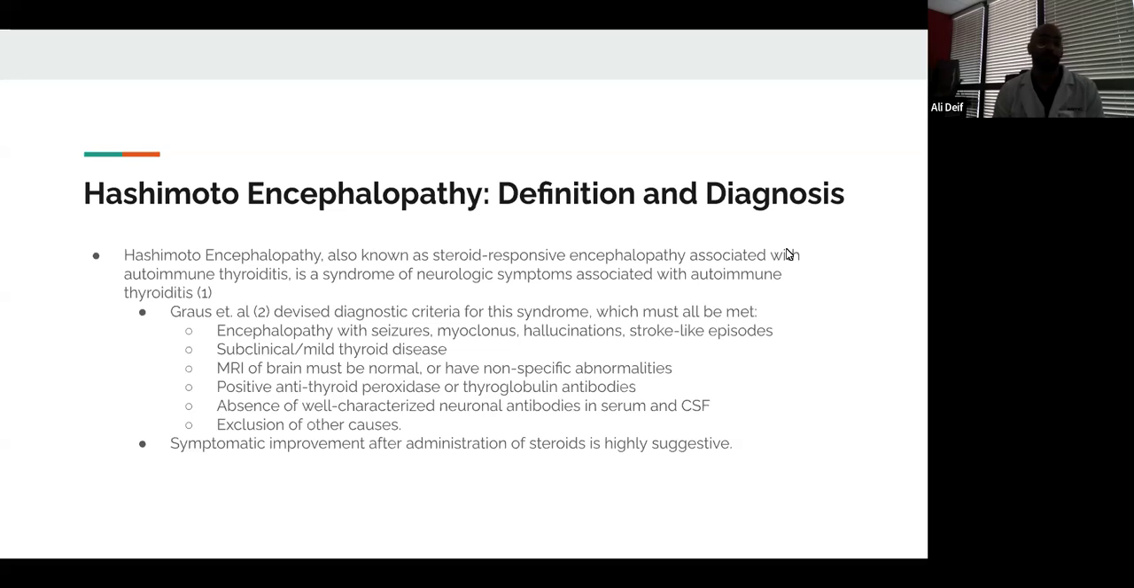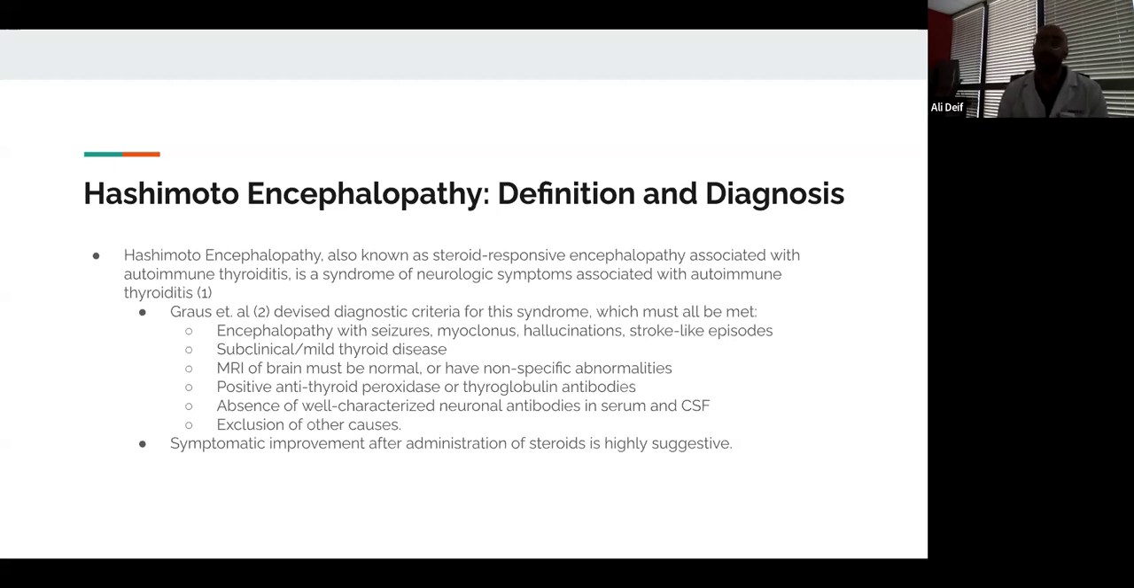So Hashimoto encephalopathy, also known as steroid-responsive encephalopathy associated with autoimmune thyroiditis, is a syndrome of neurologic symptoms associated with autoimmune thyroiditis. So we see a constellation of symptoms, including ataxia, myoclonus. Patients often have marked cognitive impairment, such as confusion, difficulties word finding, and these kinds of symptoms.